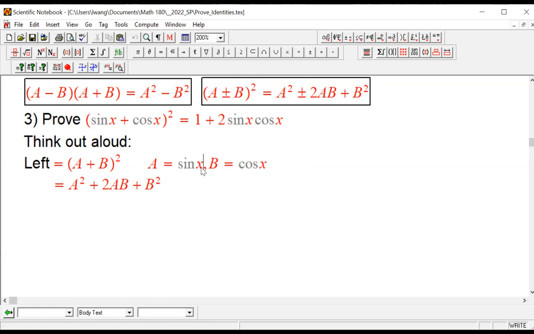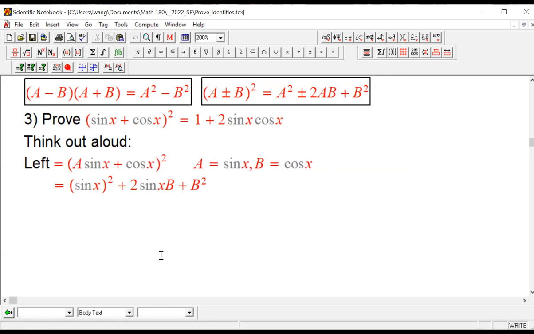Okay, since I know my A is sine x, I'm going to bring my sine x in place. So A is replaced by sine x, everywhere A appears. B is cosine x. Okay, so that's that substitution, right? So B is replaced by cosine x as well.